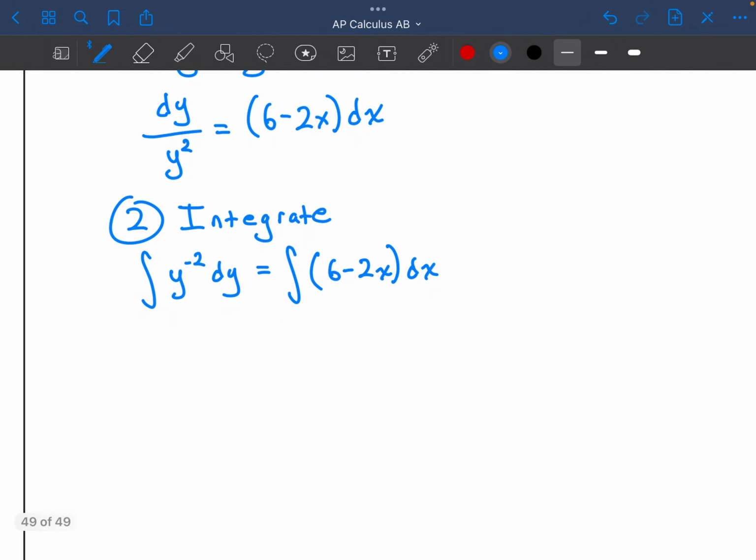Okay, do the antiderivative. So y is going to go up to the power of -1. Divide down by -1 is the same thing as multiplying by -1, so I'm just going to put a negative out front and call it good.